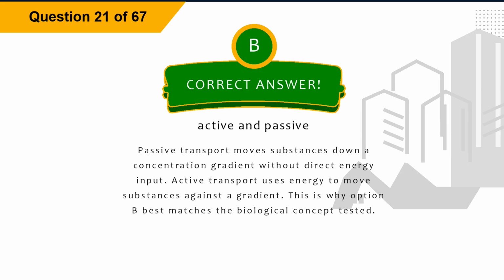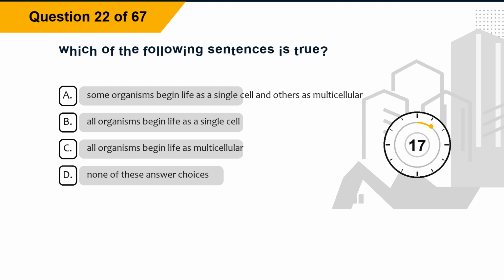Explanation. Passive transport moves substances down a concentration gradient without direct energy input. Active transport uses energy to move substances against a gradient. This is why option B best matches the biological concept tested. Question 22. Which of the following sentences is true?